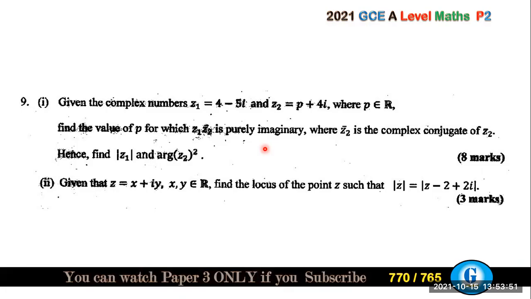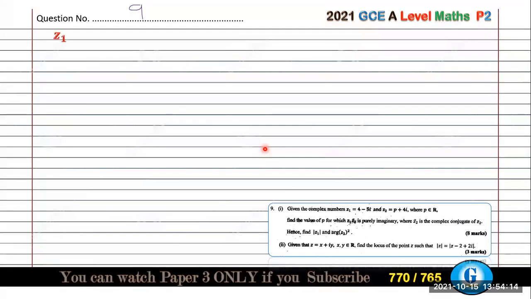So given this complex number z1 and z2, to find the value of p for which this z1 times z2 bar is purely imaginary. So for the complex number to be purely imaginary, what does that mean? If it is purely imaginary, it means that the real part is 0, because the complex number is just imaginary. That is the idea we use to answer this part. So here we have z1 times z2 bar. Note that our z2 bar here should be p minus 4i, because it says z2 bar, the complex conjugate. So that will be equal to 4 minus 5i times p minus 4i.